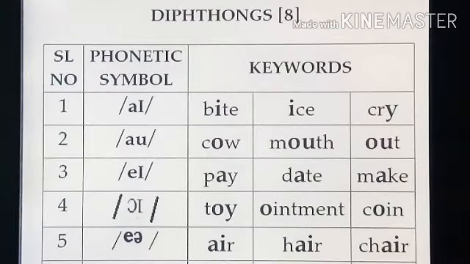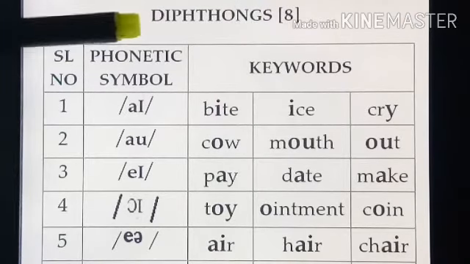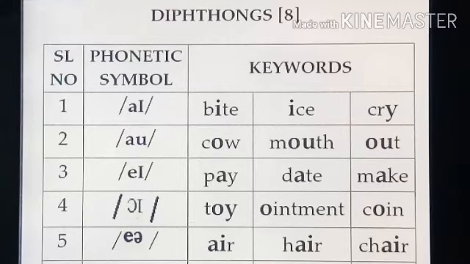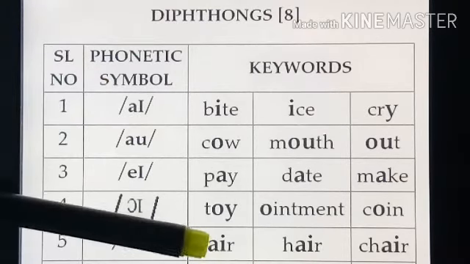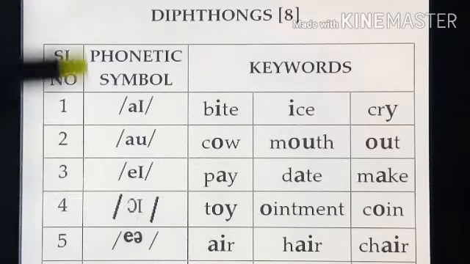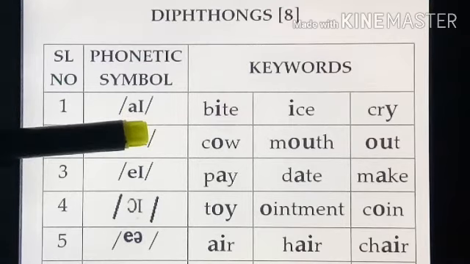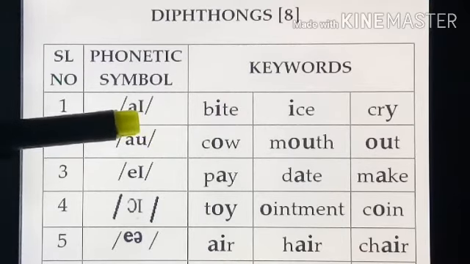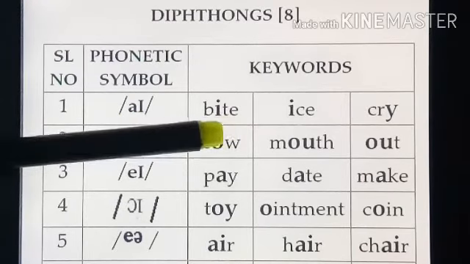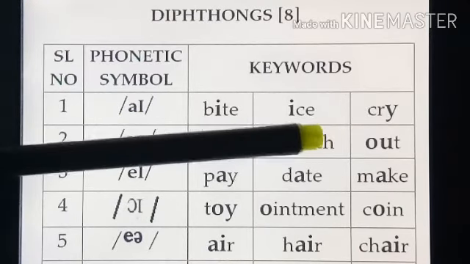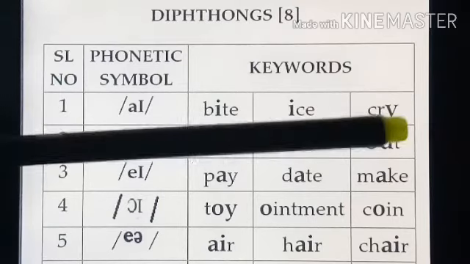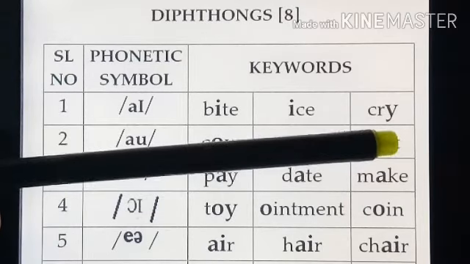Diphthongs are 8 in number. Di means 2. These are the combination of two sounds. So here we have given the symbol and the keyword that represents the same sound. This is the combination of A and E, that is the I. It is in our mother tongue. We can say this in bite, eyes, cry.